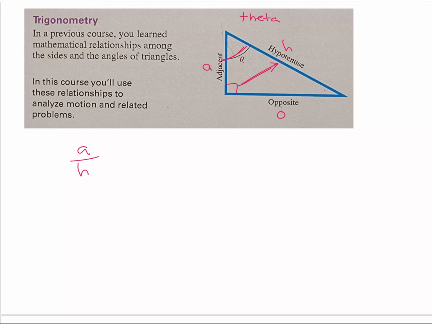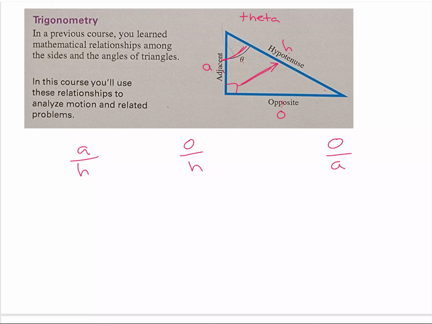And let's talk about the ratio of the opposite side to the hypotenuse. That's a different ratio. Opposite side to the hypotenuse. And let's also talk about the ratio of the opposite side to the adjacent side. That's a totally different ratio as well. Okay? So that's 3 different ratios.